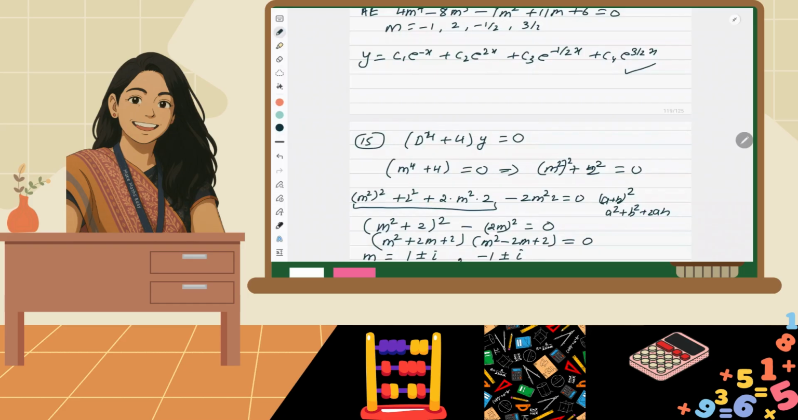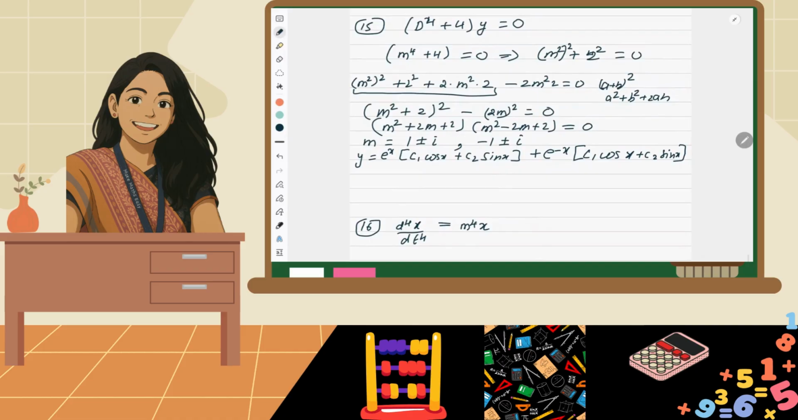So how will you write down the answer? y is equal to e to the power x, then c1 cos x plus c2 sin x. For the second one, e to the power minus x, c1 cos x plus c2 sin x. So this will be your answer, right? So this is how you have to do the question. Calculator will give you all the roots, but you should know personally how to solve this in case you get stuck in using the calculator.